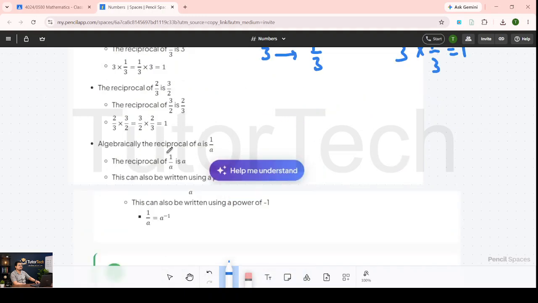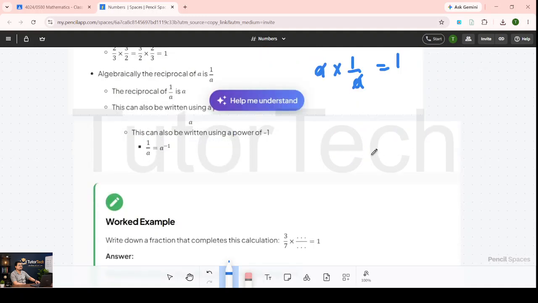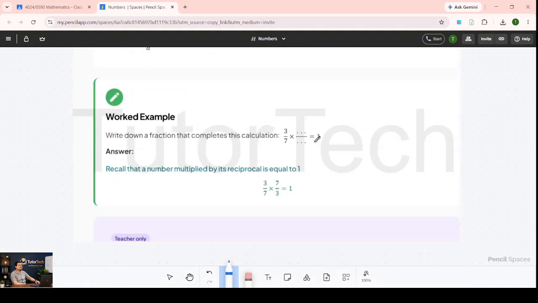Then we have so many examples here. Like the last one is a times 1 over a, because a is a simple integer and 1 over a is the reciprocal of a. When you solve this, you will get an answer of 1, because we can simplify these numbers.